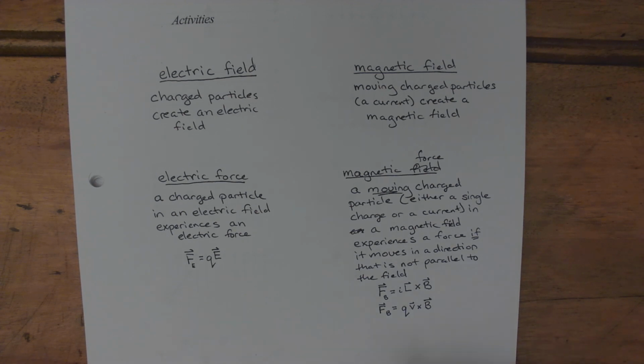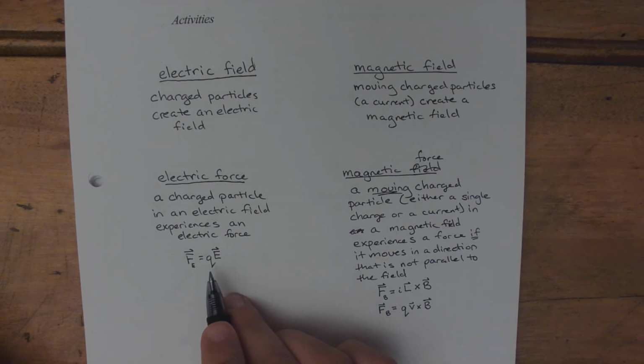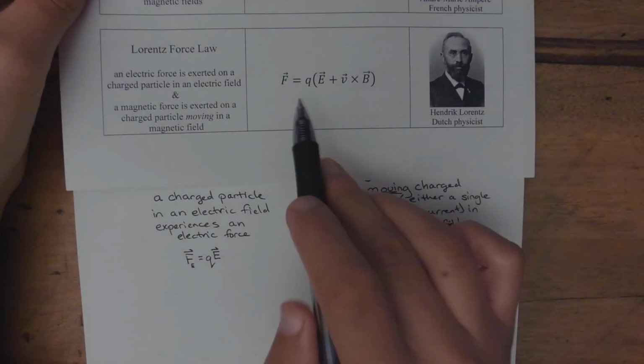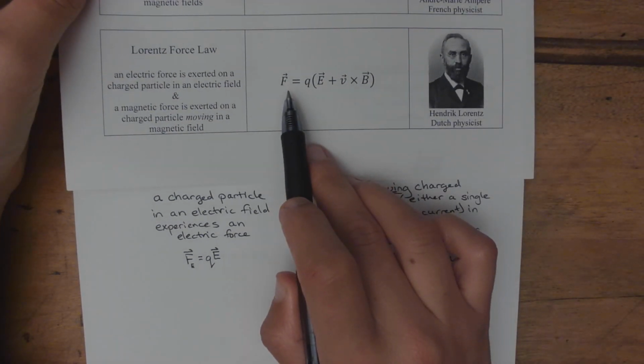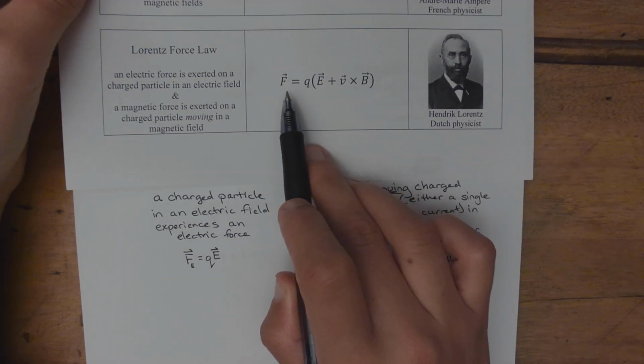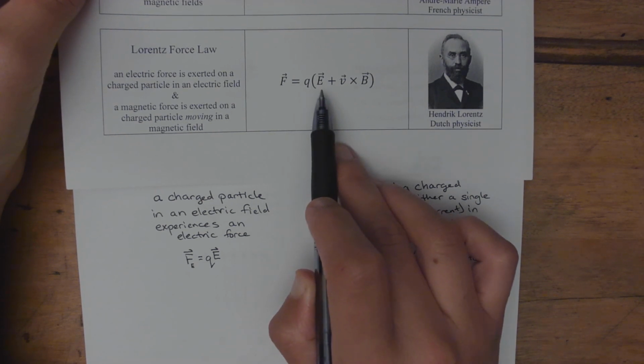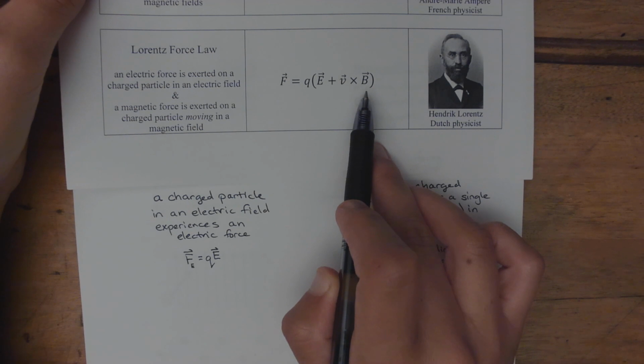If you put this equation for the single charge together with the equation for the electric force on a single charge, you get the Lorentz force law. So this would include both the electric force and the magnetic force acting on a charged particle moving in an electric field and a magnetic field.